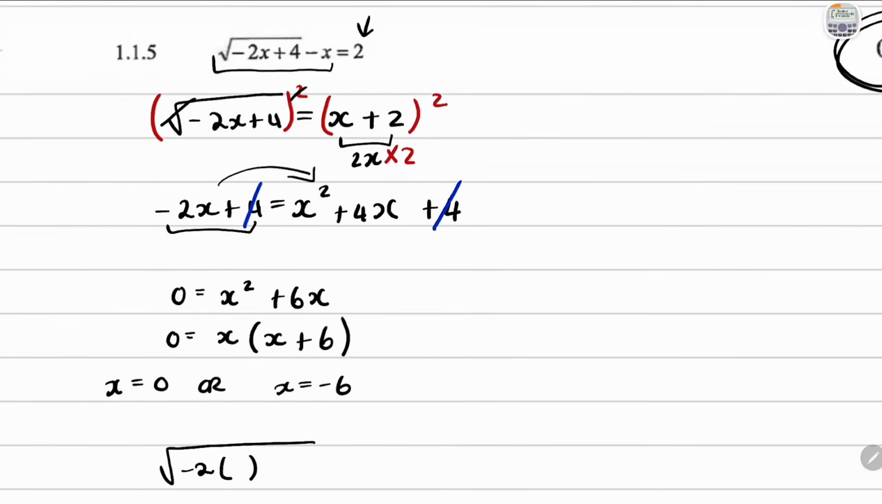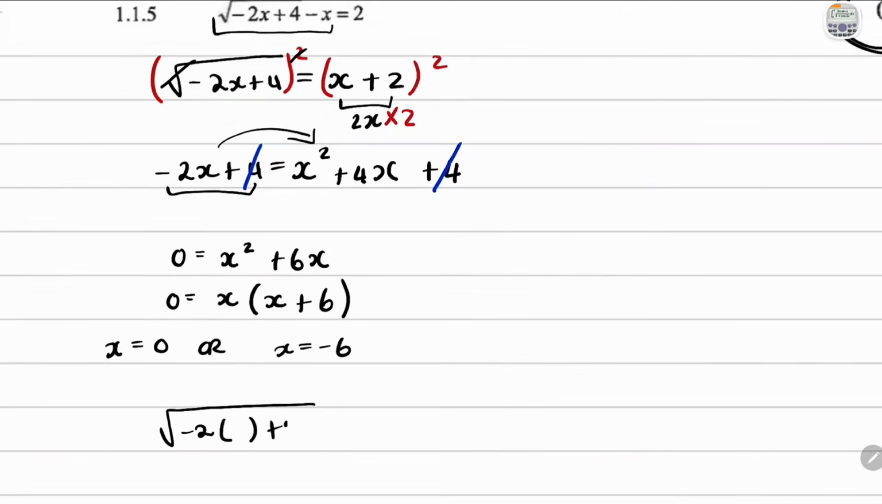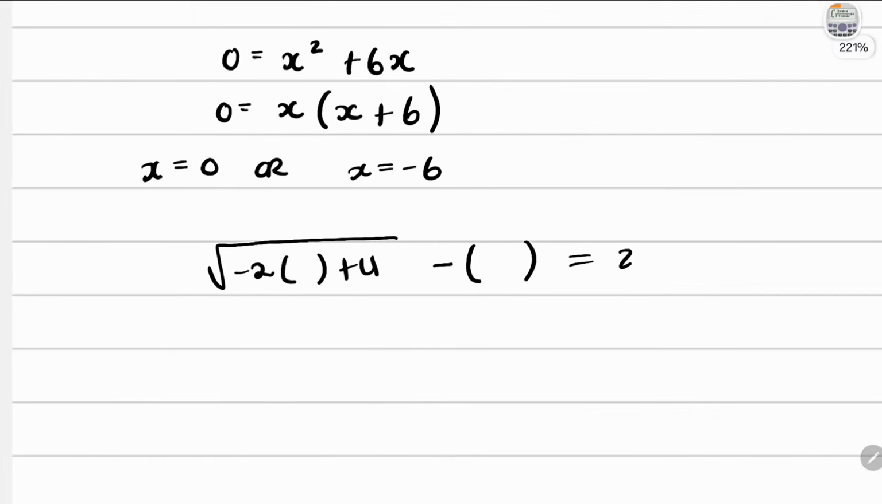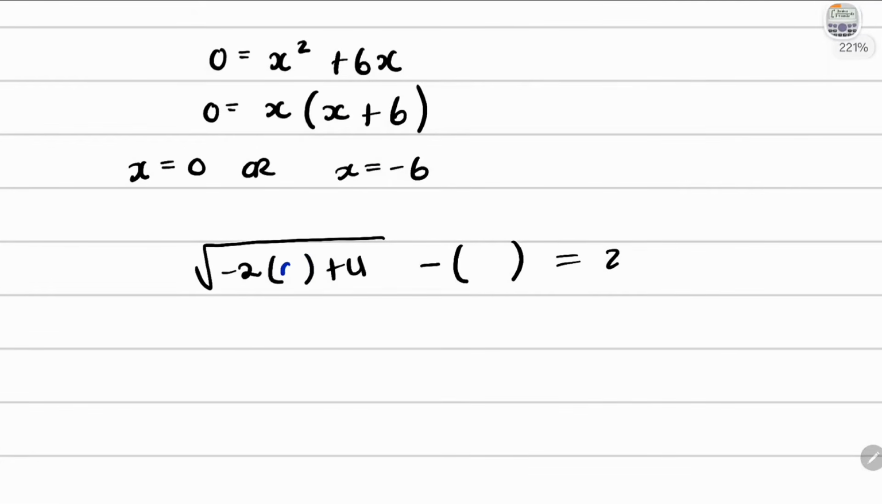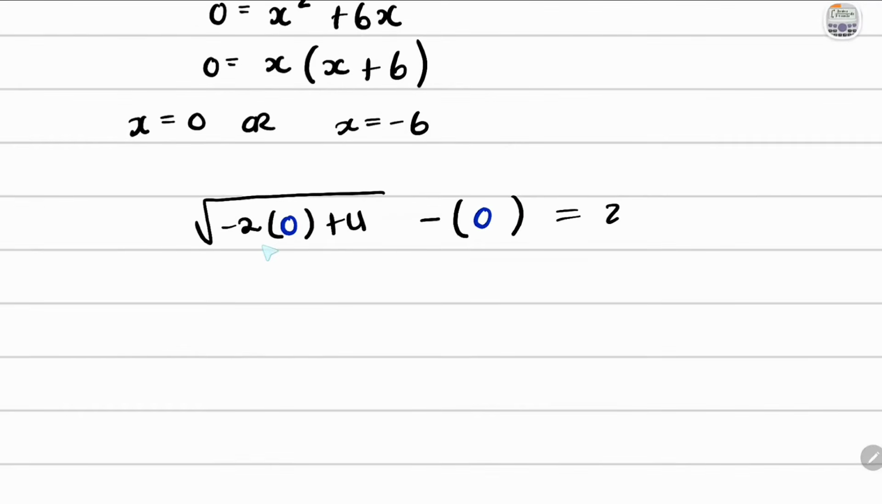So we're going to say negative 2 times x plus 4 and then minus whatever x is. And it should give us 2. So let's go ahead and try the 0. If you substitute 0 into this, what do we get? Well, negative 2 times 0 is 0 plus 4 is 4. Square root of 4 is 2. And then you have 2 minus 0, which is 2. So this works out. That is definitely a solution.